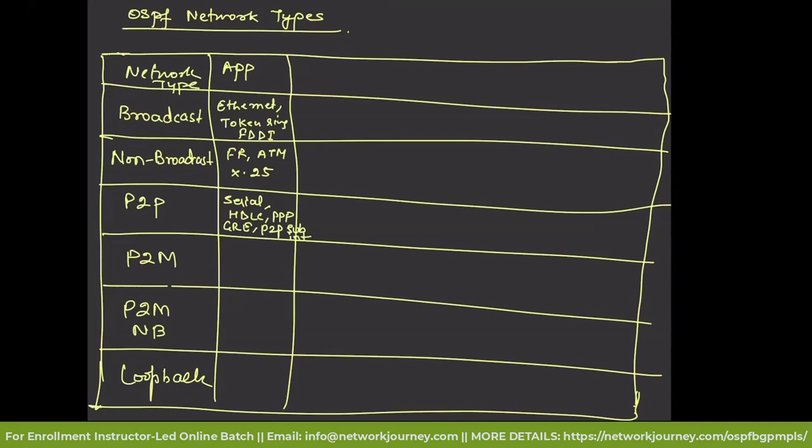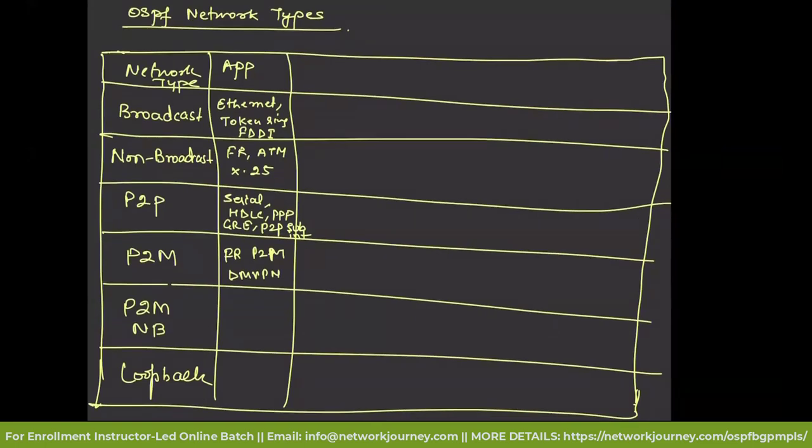Then point-to-multipoint is again used in frame relay, P2P links, P2M links, point-to-multipoint, and then DMVPN, you can get it. Then point-to-point non-broadcast is again the same as point-to-point, but with non-broadcast capability, which I'm going to talk about. And loopbacks, you only get on your loopback interface, which you all know what a loopback interface is.